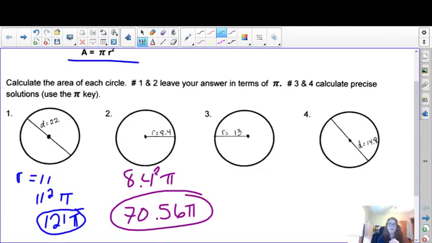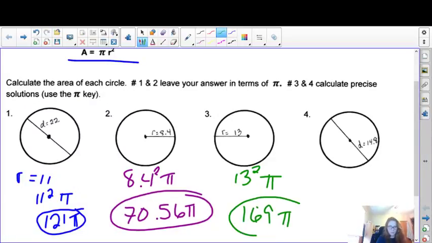Number 3, I have my radius is 13. So I square that and I take it times pi. And 13 squared is 169. I always get that one and 14 backwards because the numbers switch spots. That one I'm still working on. So 169 pi.